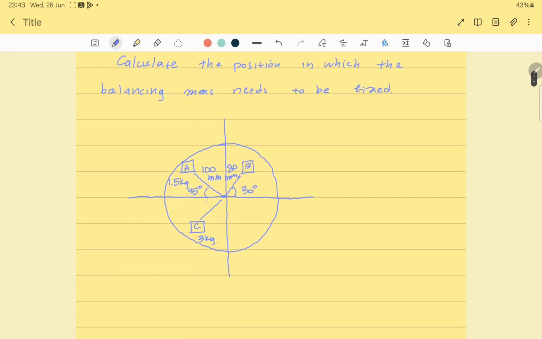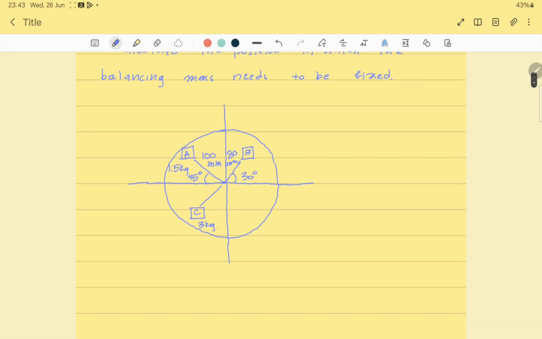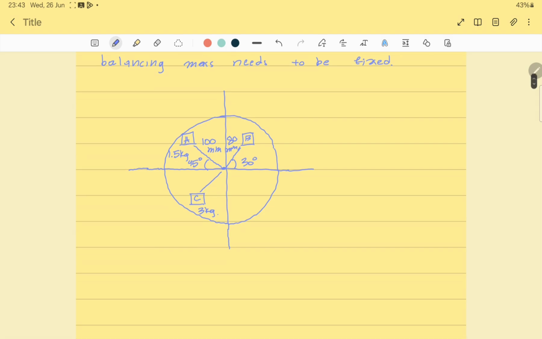You can see here we have A, which forms 135 degrees. Alright, then we have B. This angle is 30 degrees and the radius of A is 100 millimeters and the radius of B is 80 millimeters. So we are looking to find where to place this rectangular weight.